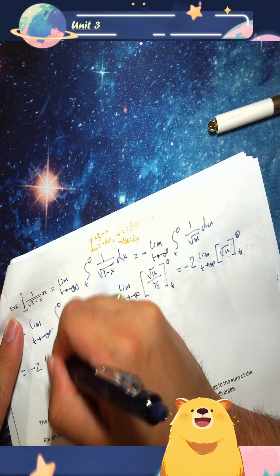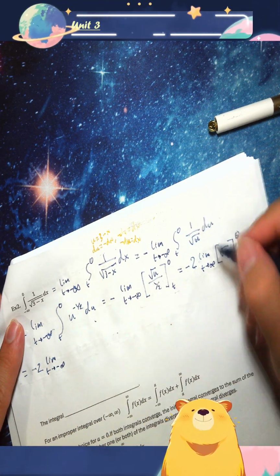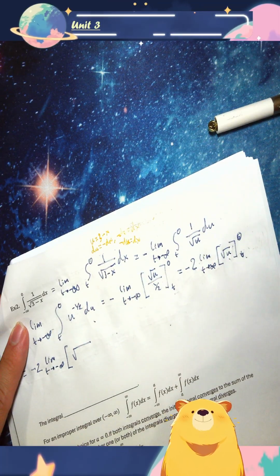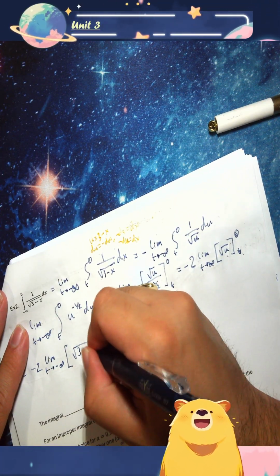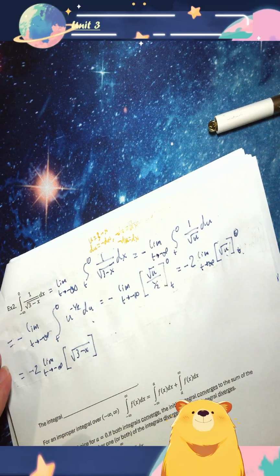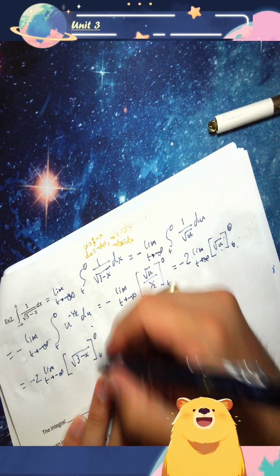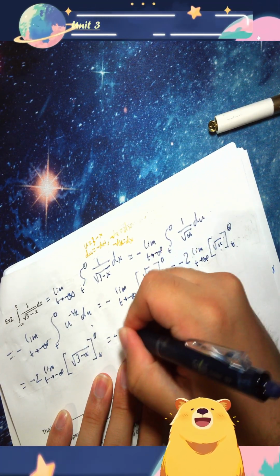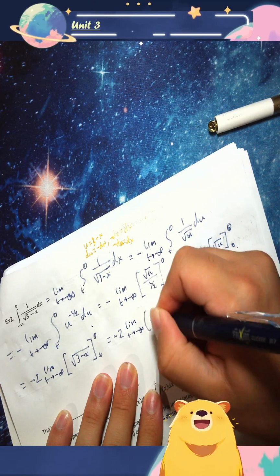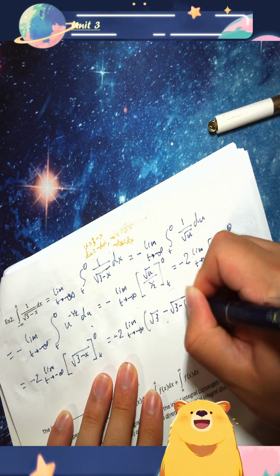Negative 2 times the limit as t goes towards negative infinity of, well, I forgot the negative here, the square root of 3 minus x, from 0 to t. And then I'm going to plug in 0 and t respectively. Negative 2, limit as t goes towards negative infinity of the square root of 3 minus the square root of 3 minus t.